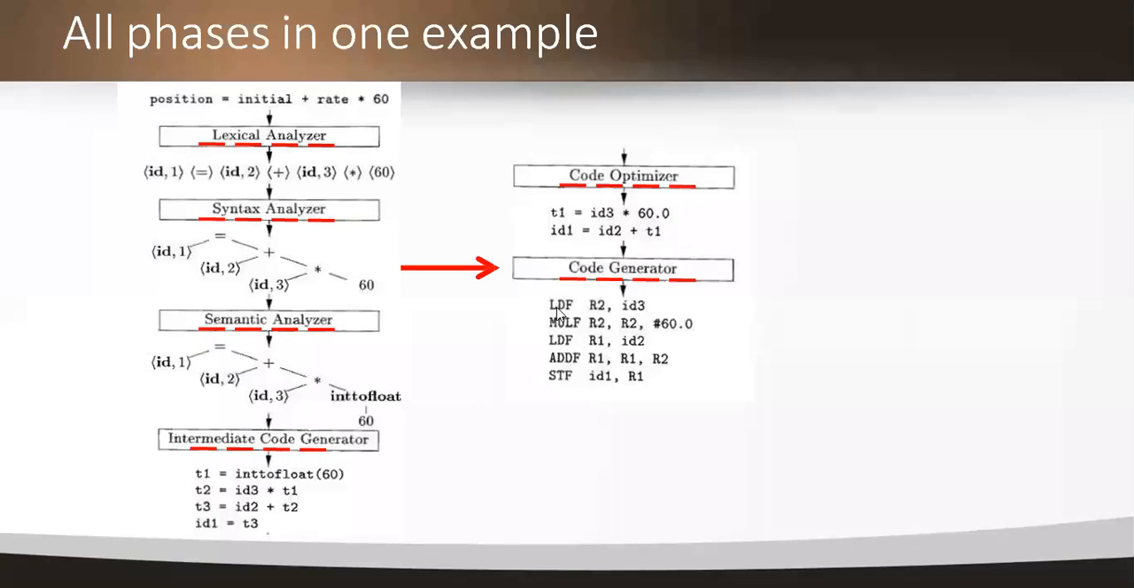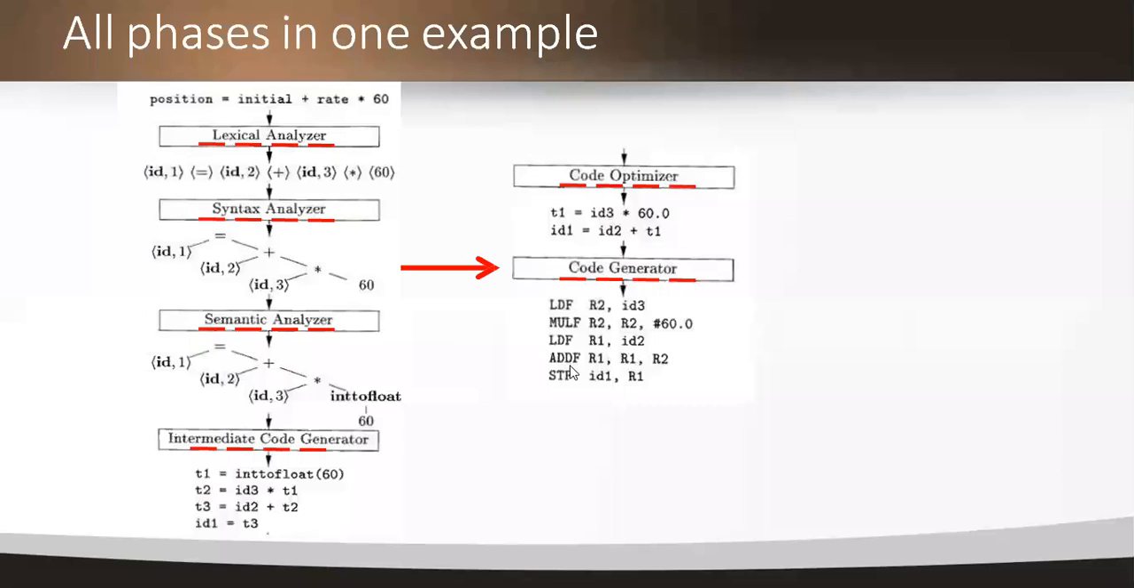Now what I am loading here is in register 2. I am taking register 2, and storing ID3 in register 2. That means loading identifier 3 in register 2. And by using the multiplication operator MULF, I am doing ID3 into 60, where ID3 is already stored in R2. So R2 comma 60.0, it is a floating point. That's why we represent it like this. Now again taking a new register 1, R1, I am loading ID2 in R1.